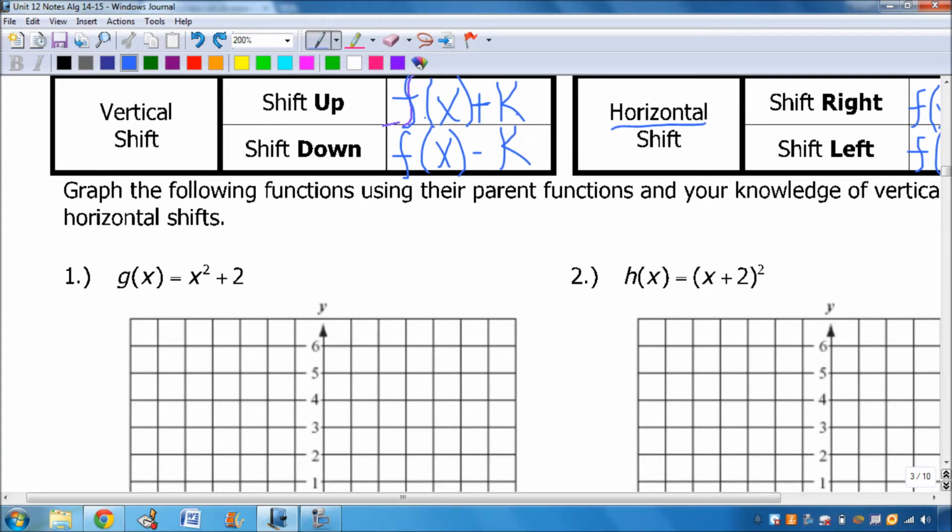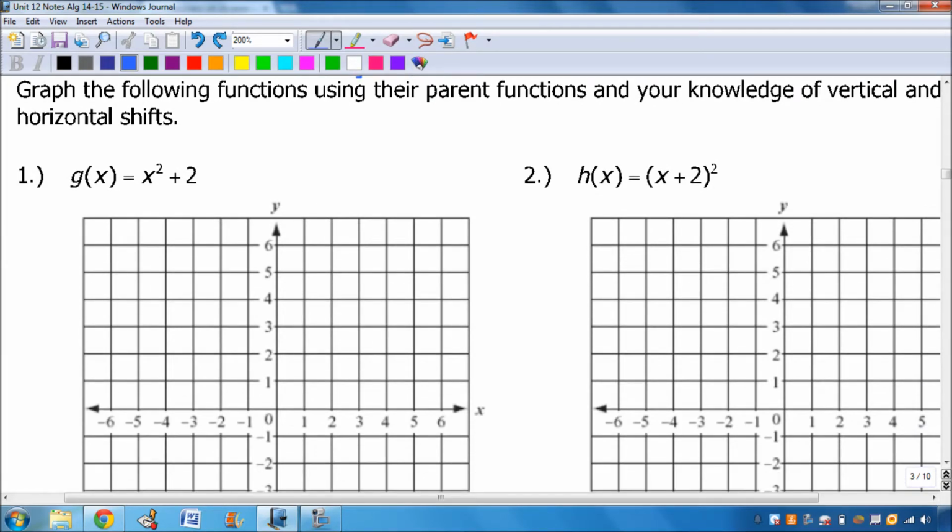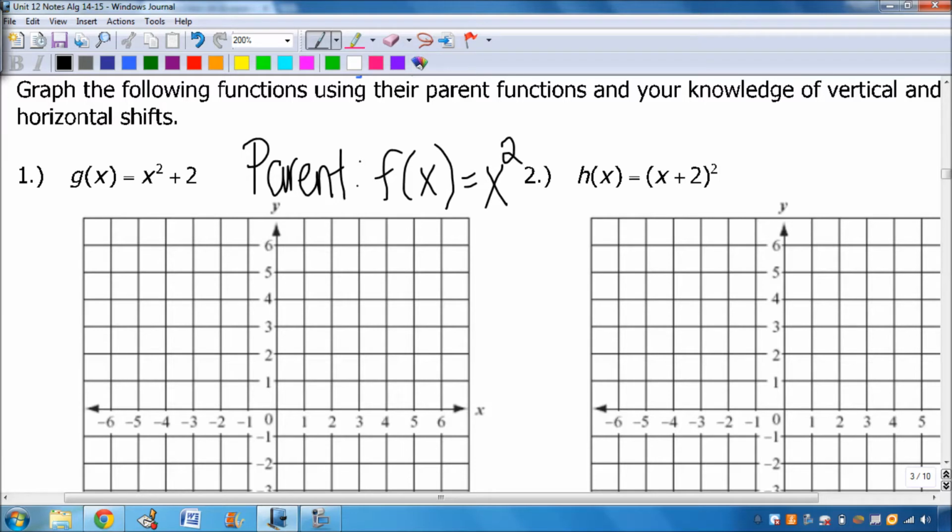So now let's take a look and see what's being written right here. Graph the following functions using their parent functions and your knowledge of vertical and horizontal shifts. The first thing that we need to do in question number 1 is identify what is my parent function. So my parent function right here is the quadratic function of x squared. Then I have to identify how to graph out my parent function. If I have x and f of x, going from negative 2 to positive 2, negative 2 squared is 4, negative 1 squared is 1, 0 squared is 0, 1 squared is 1, and 2 squared is 4.